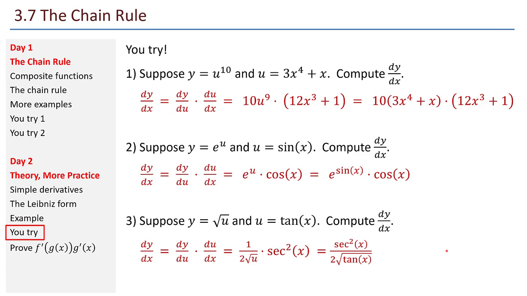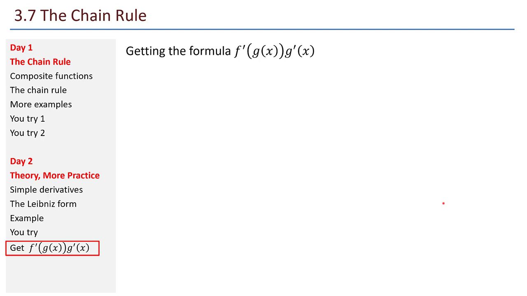Last idea. Getting the formula f prime of g of x times g prime of x. How does our Leibniz form, remember the Leibniz says dy/dx equals dy/du times du/dx. How in the world are these two things related? How can I justify one formula based off the other?